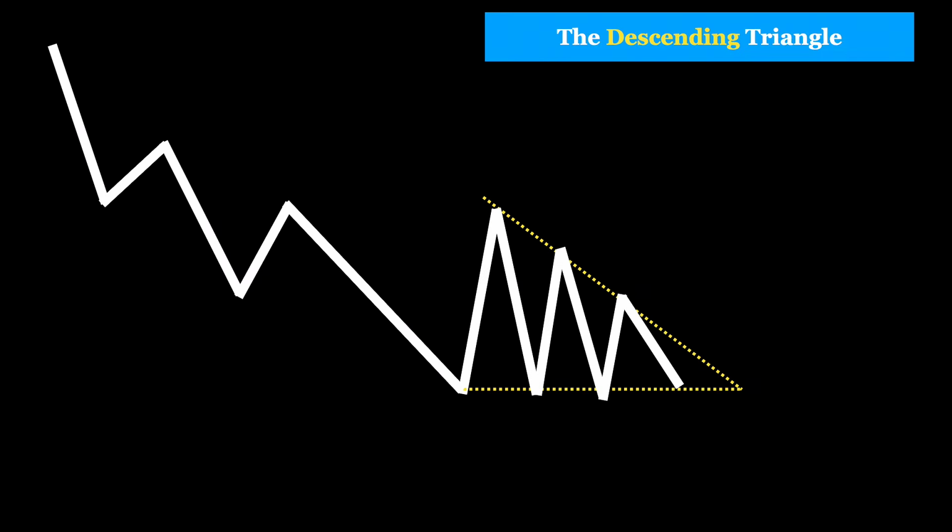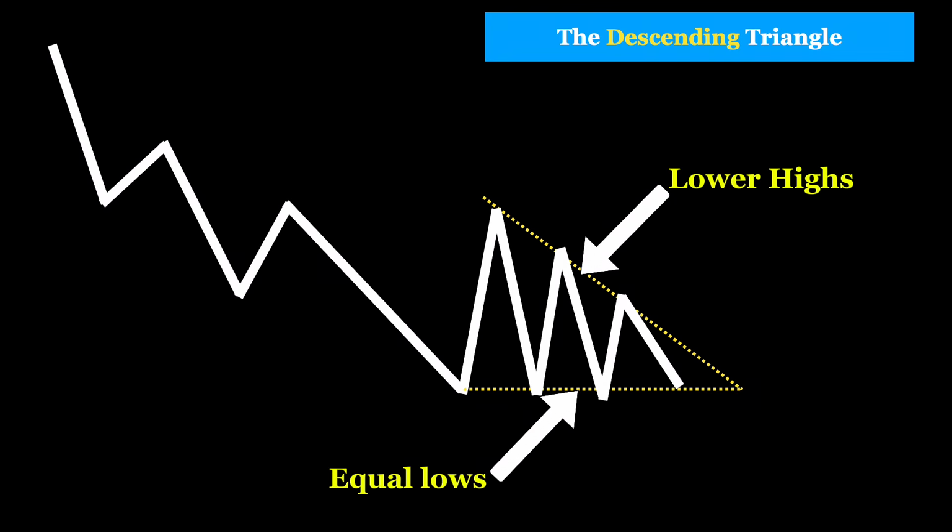Now, flip the context. The descending triangle during a downtrend is one of the clearest continuation patterns. Price is trending lower. The descending trend line forms from a series of lower highs. The support level remains flat, marked by equal lows. This setup signals that sellers are still dominant and pressure is building toward a breakdown. When price finally breaks below support, the downtrend resumes with confirmation.